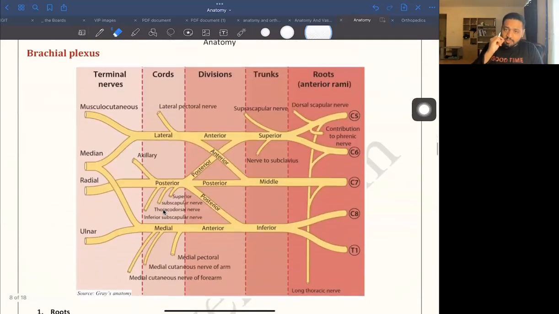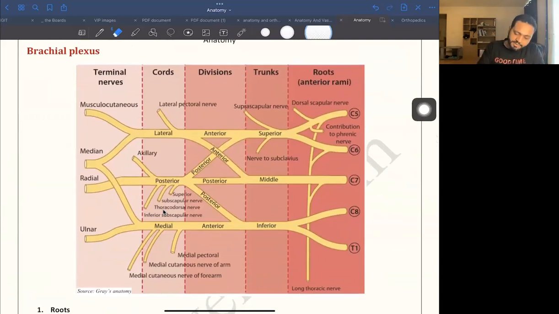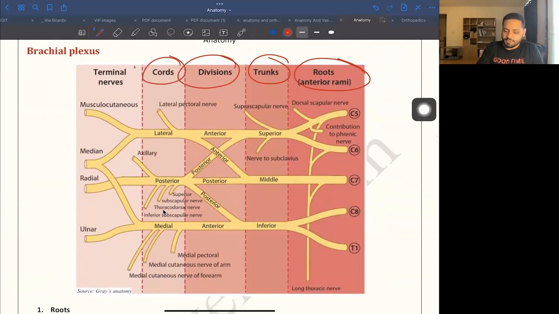Well, brachial plexus, we need to know what are the roots of the brachial plexus, the trunks, the divisions, the cords, and the terminal branches. Okay, so let's talk about the roots. You have C5, 6, 7, 8, and T1. Okay, so these are called the roots of the brachial plexus. So that's a root, and then that's a root, and then that's a root as well, and that's a root.